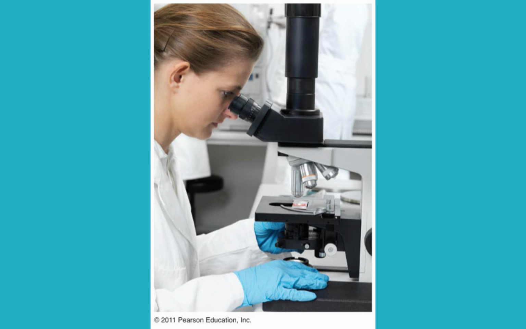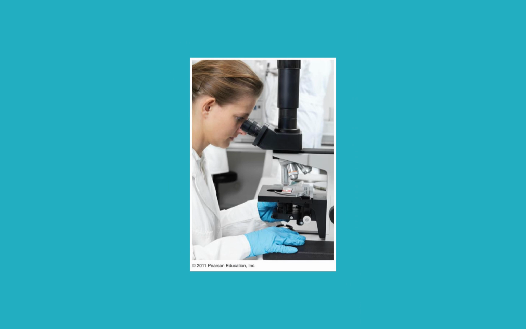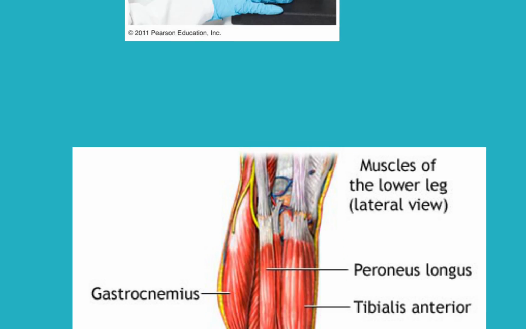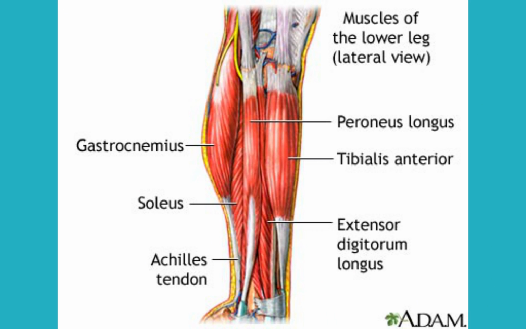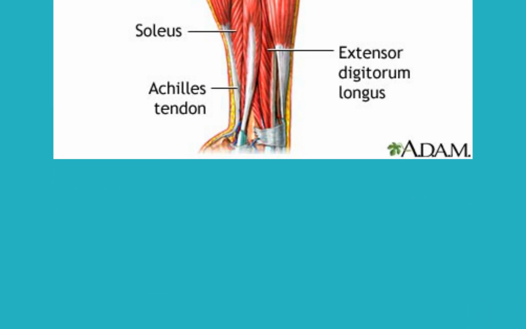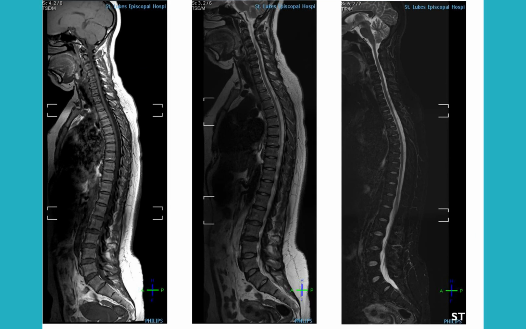We also have things like regional anatomy. Regional anatomy would be focusing on like the leg or a certain area. Radiographic anatomy would be using x-rays, or these are actually MRIs, I believe. So using imaging techniques to look inside the body, that's radiographic anatomy.